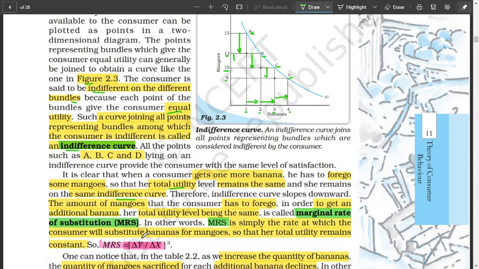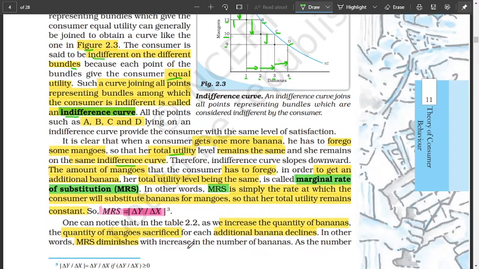her utility remains constant. So this marginal rate of substitution, mathematically you can find out by this ratio, the change, delta y is the change in y by change in x. How much you consume of banana by sacrificing mangoes, delta y by delta x. How much you change of y to get more of x.